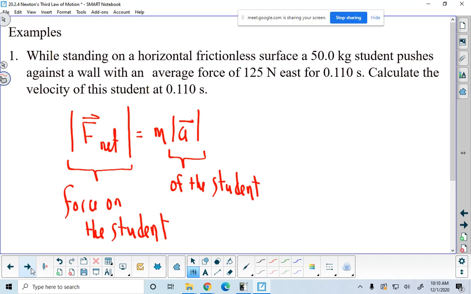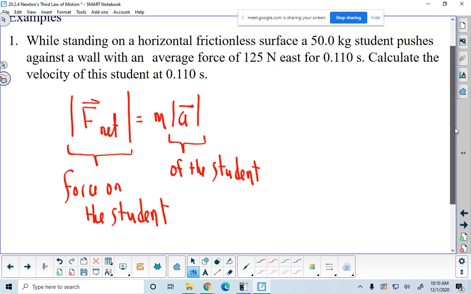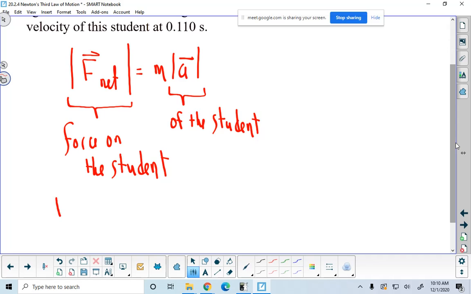That 125 newtons east is the force on the wall. That's not the force on the student. The force on the wall is 125 newtons east, which means the net force on the student is 125 newtons west. I mean, it's the same number, but Newton's third law says it's the same number because the two forces are equal in magnitude and opposite in direction.